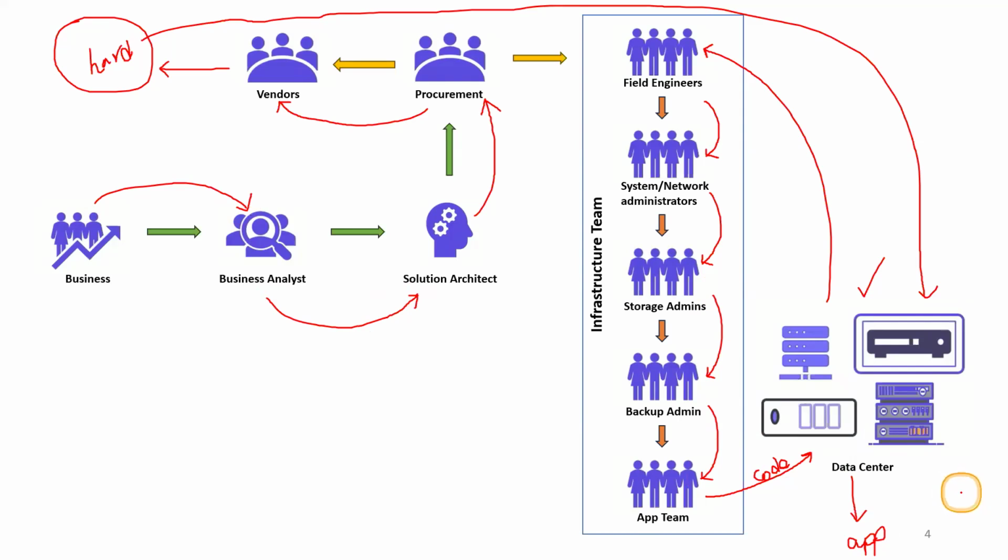Can you guys tell me what are the challenges that you are seeing in the traditional model by looking at this particular architectural diagram or traditional working model? What are the challenges that you guys are seeing? Hardware procurement delay. Correct, correct.